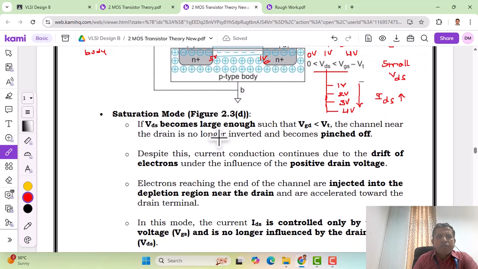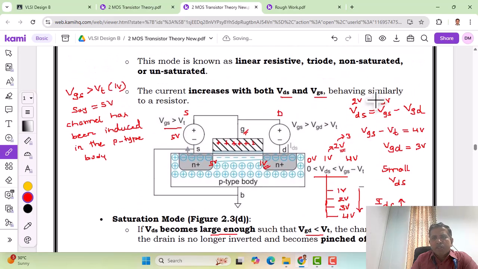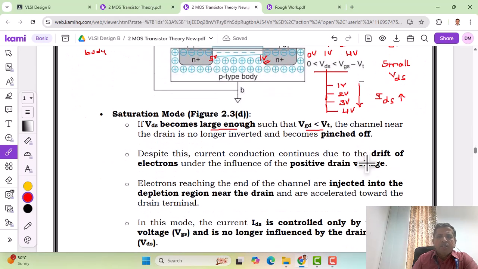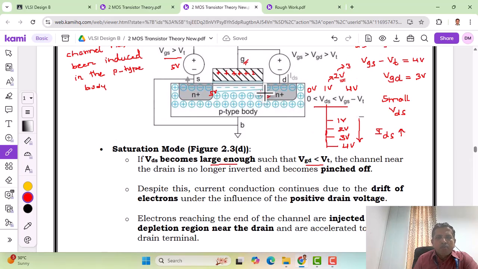In the saturation mode, when VDS becomes large enough, VGD becomes less than VT, as we can see from this equation. We already saw that VGD reached VT, but a further increase in the drain source voltage makes VGD less than the threshold voltage, and that is the condition for saturation. That means when VGD is less than the threshold voltage, which is 1 volt, less than 1 volt, we say that the transistor has moved to the saturation region.